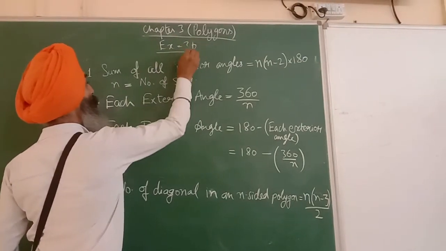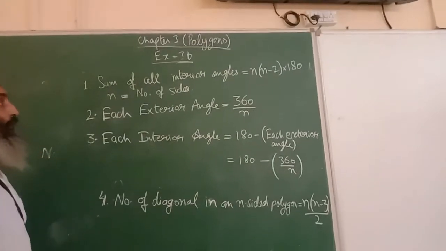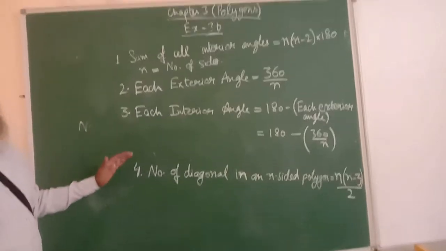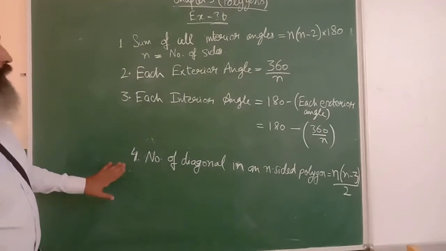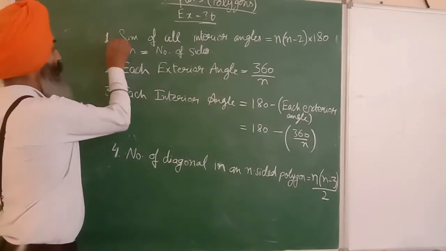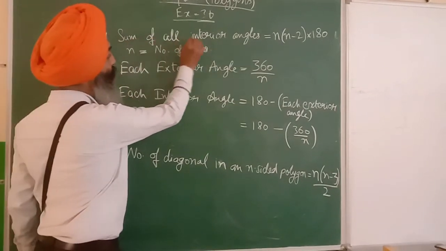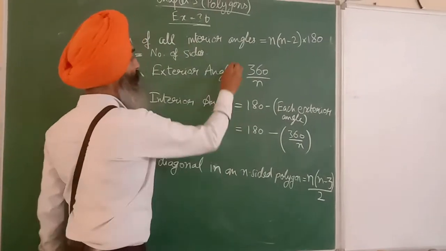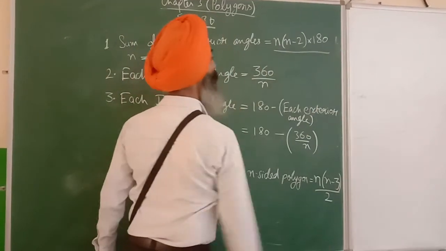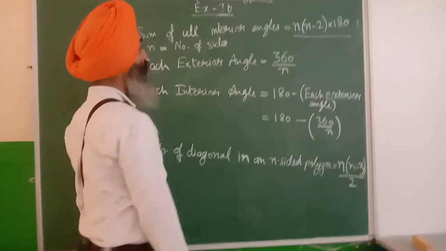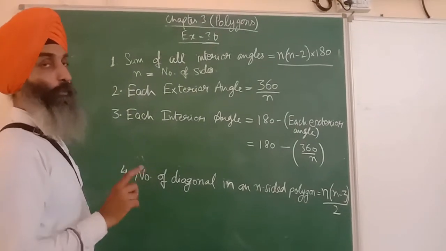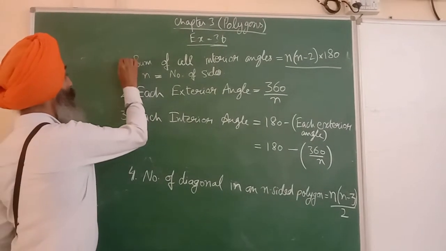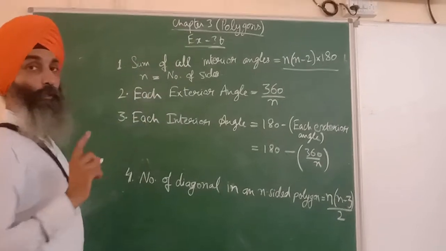Before doing this exercise, there are some formulas. There are four main formulas we will use in this exercise. First is the sum of all interior angles, which is n minus 2 into 180. Here n is the number of sides of a polygon. Remember, these formulas apply to regular polygons.